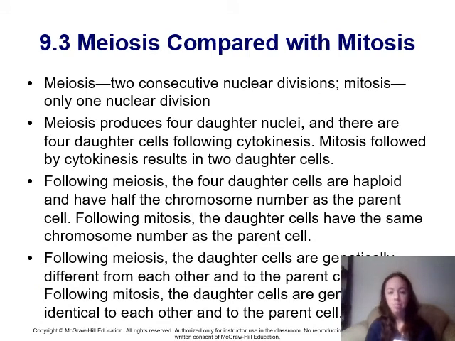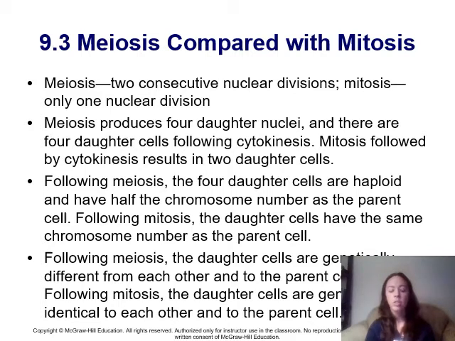So now let us compare meiosis and mitosis so that we can understand it a little bit more. So during meiosis, you're going to have two consecutive nuclear divisions, as we talked about a little earlier, meiosis 1 and meiosis 2. And then mitosis only has one nuclear division. Meiosis is going to produce 4 daughter nuclei, which ends up in 4 daughter cells after cytokinesis. And then mitosis will end up with 2 daughter nuclei, which is going to result in 2 daughter cells after cytokinesis.